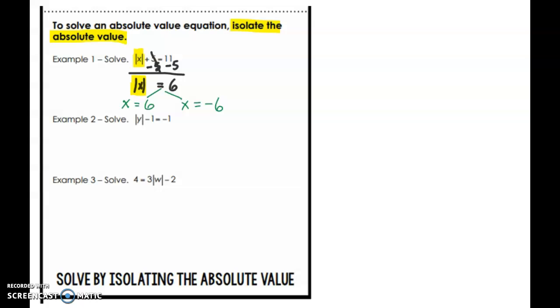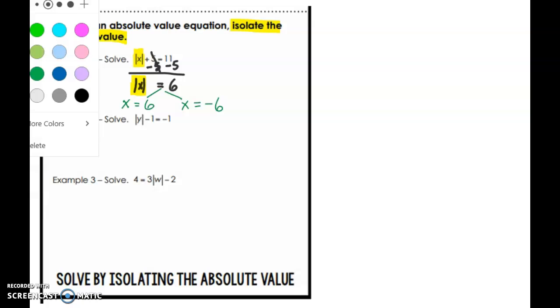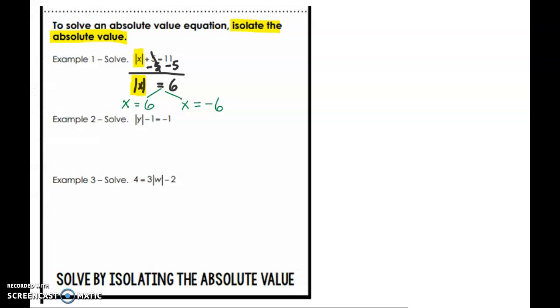So let's highlight the absolute value. I'm going to switch colors just so it changes it up, but you can stick with one color. So highlight the absolute value in example 2, just the absolute value bars and everything inside of them. All right, so now you ask yourself, is the absolute value by itself? No. Okay, so what you're going to do now is get the absolute value by itself. So you're going to add this 1 so that the absolute value is then alone.